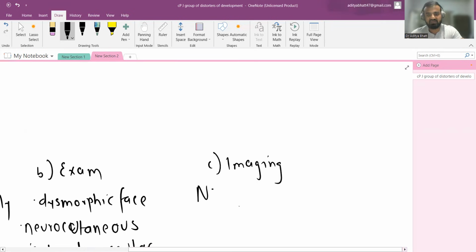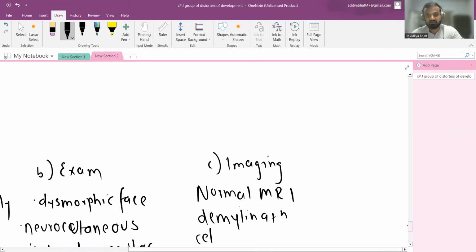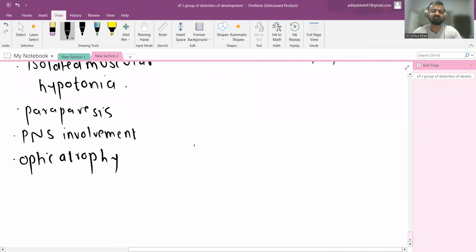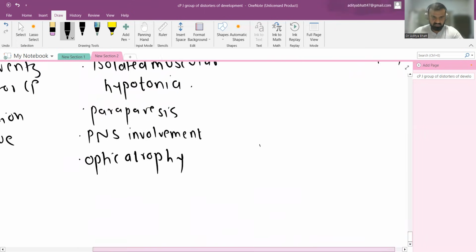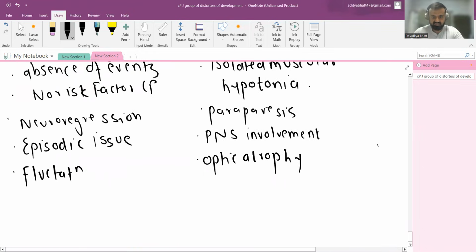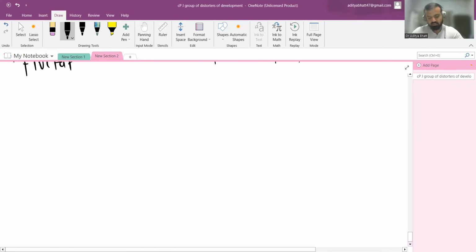So in imaging, if the MRI is normal, or if there is demyelination, or dysmyelination, or hypomyelination, or if there is cerebellar atrophy, or if there is a tigroid pattern, so if the imaging findings are suggestive of something else, it is not CP. In these conditions, you have to understand that it is not CP.